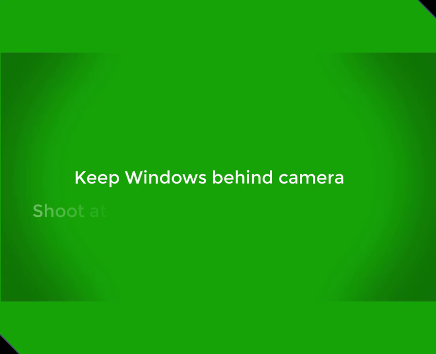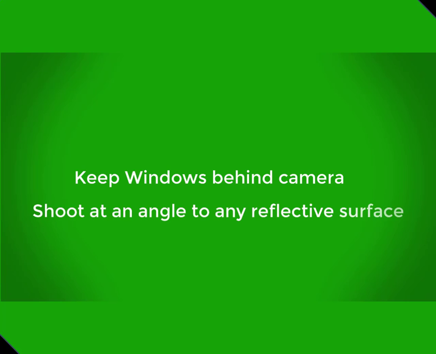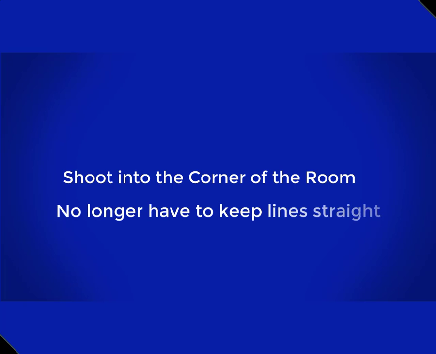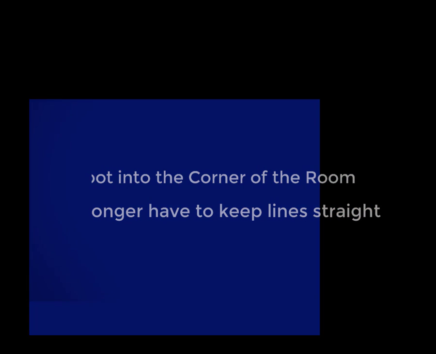If possible, regardless if it's sunny or not, keep the windows behind the camera and shoot at an angle to any reflective surface. And lastly, shoot into the corner of the room so you no longer have to keep your line straight.